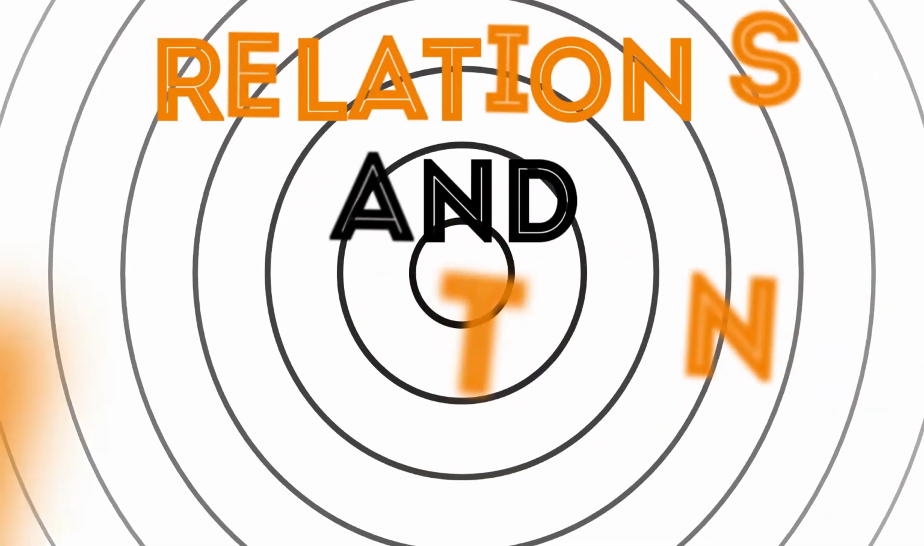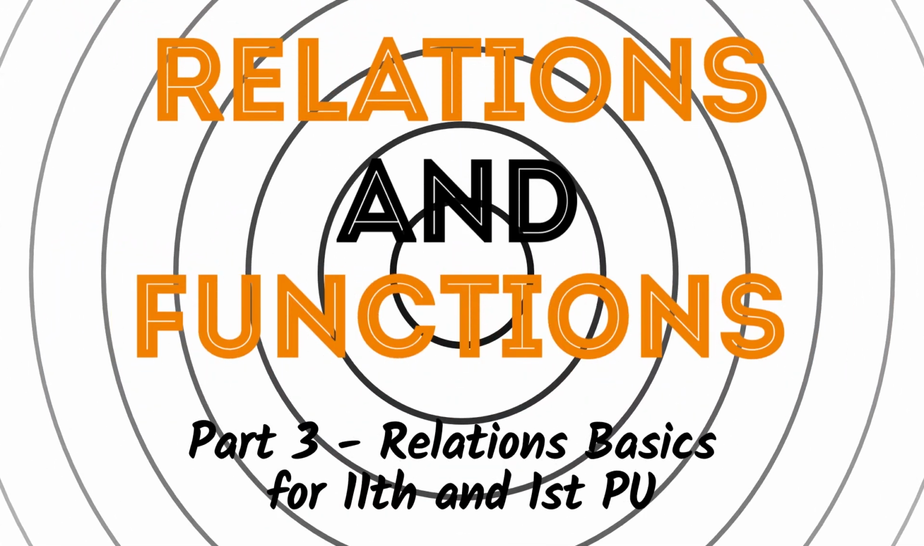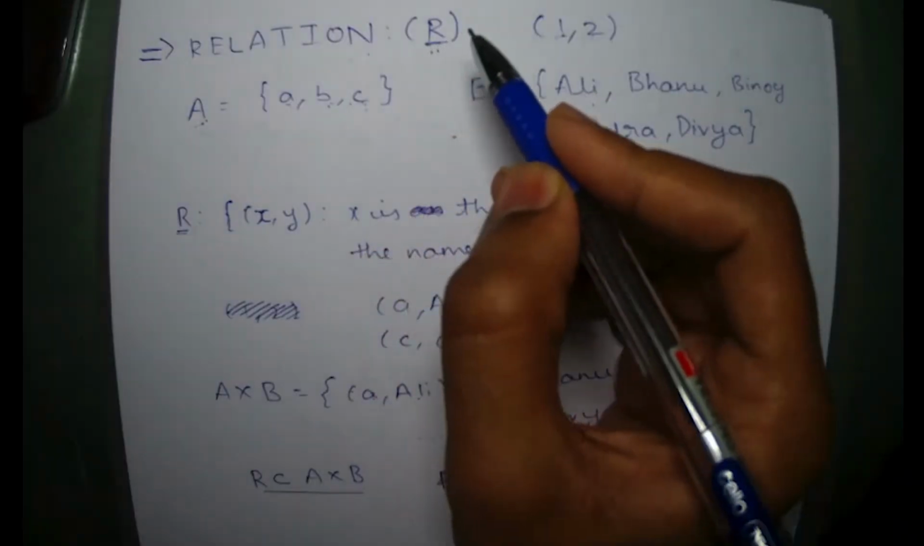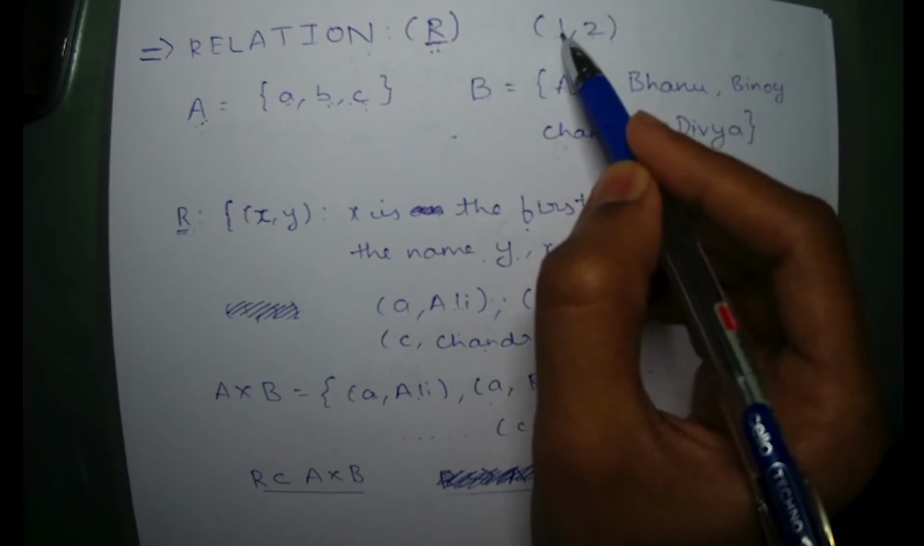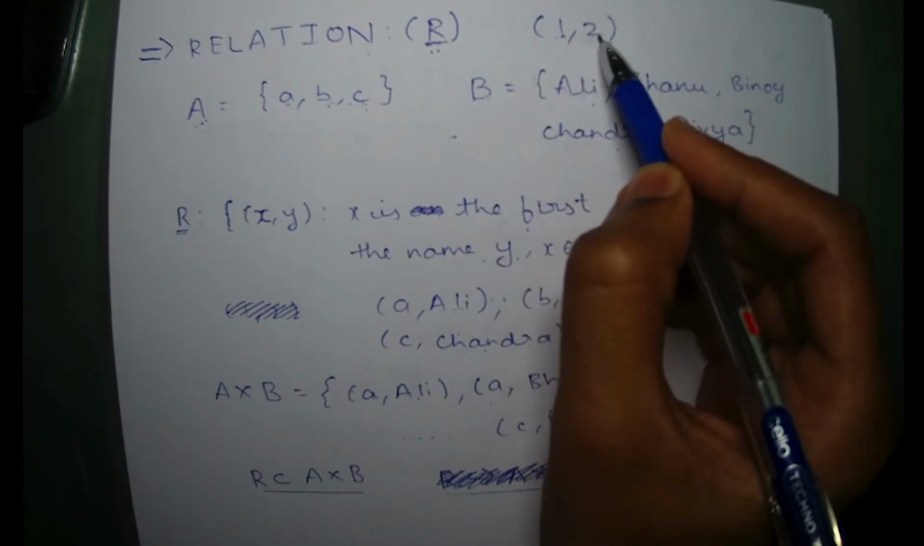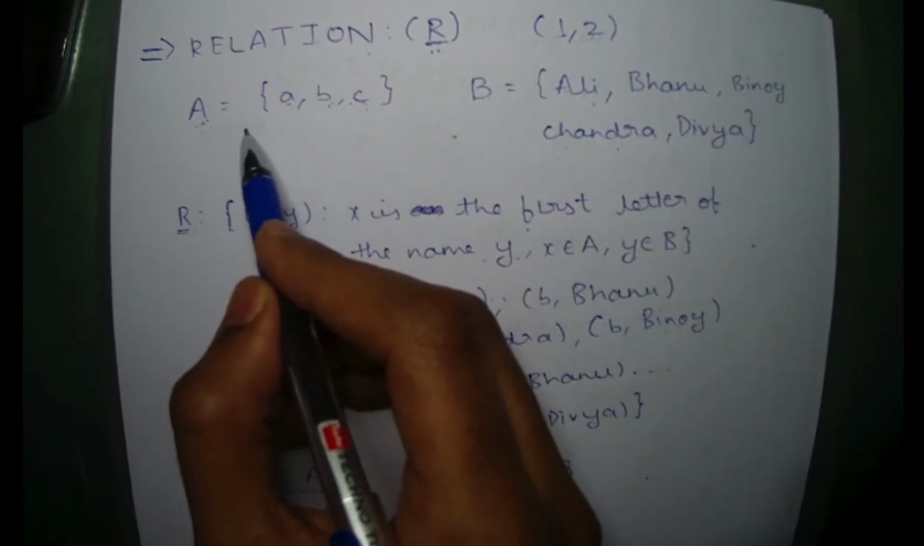So in this video we'll be learning about relations. A relation is represented using the capital letter R. A relation is something which creates a link or a relationship between the first and the second letter in an ordered pair. To understand this better, let's take an example.